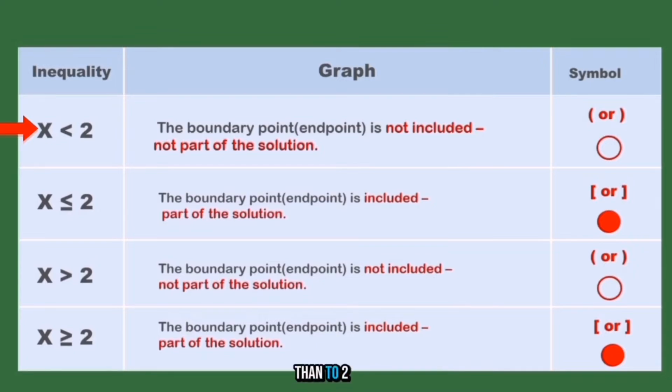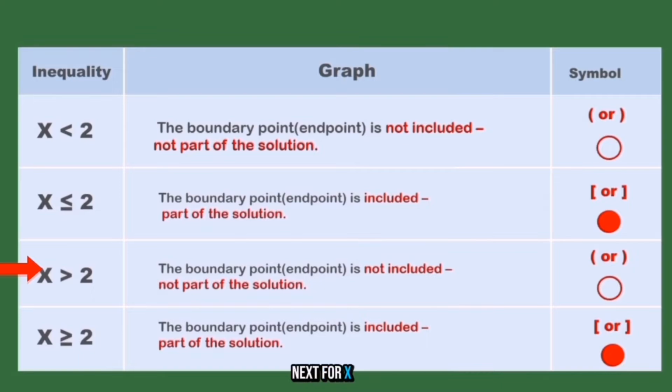For x less than 2, all numbers less than 2 are included, but 2 itself is not. So we draw a hollow circle at 2, our endpoint, and shade to the left. In set notation, we use parentheses to show that 2 is not included. For x less than or equal to 2, all numbers less than or equal to 2 are included. This time, we draw a solid circle at the endpoint, which is 2, and shade to the left again. In set notation, we use a bracket to show that 2 is included.